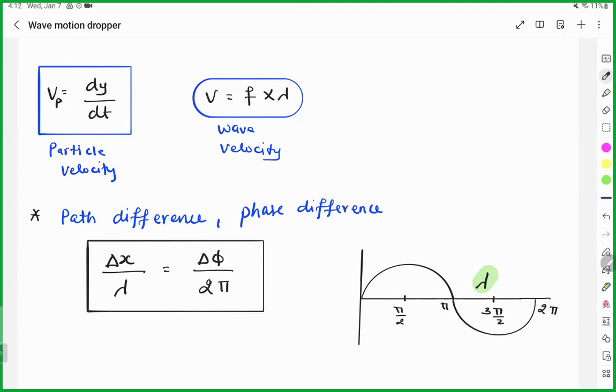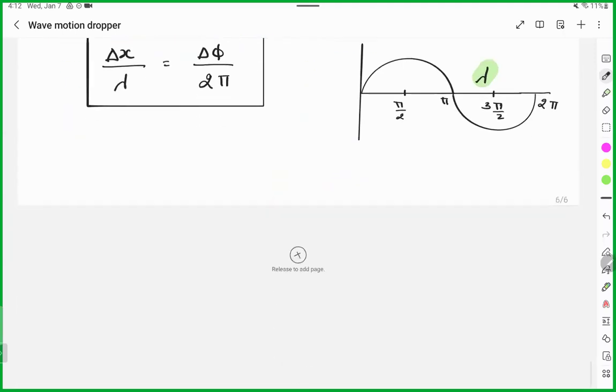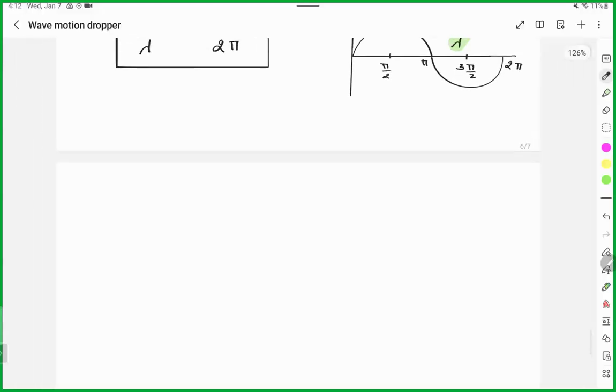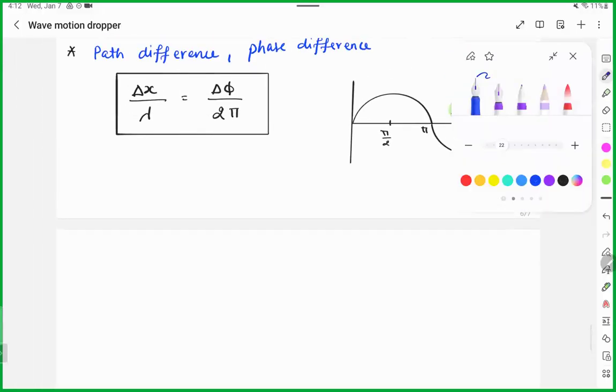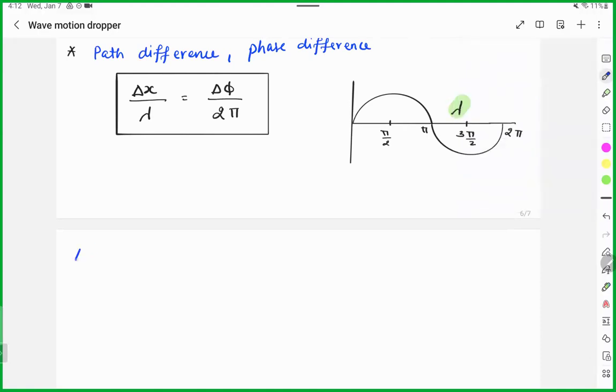Okay. Example. All of you do this and send me in the group. Calculate phase difference if your delta x is lambda by 4. Calculate delta x if your phase difference is 3 pi by 2. This is a question for you.